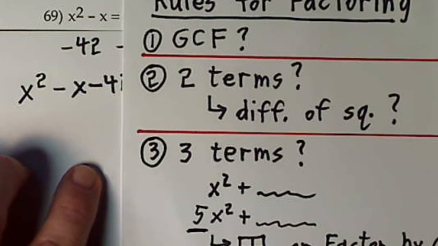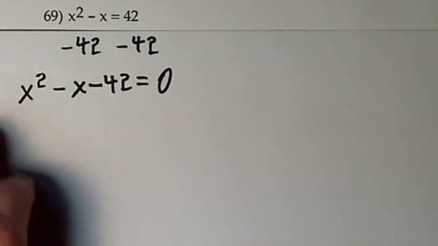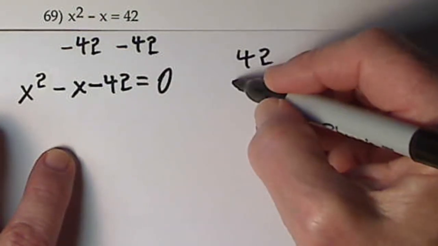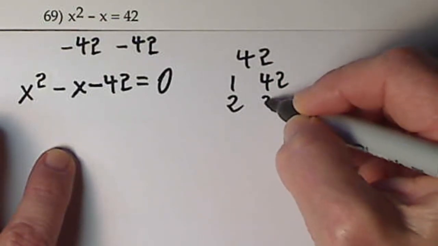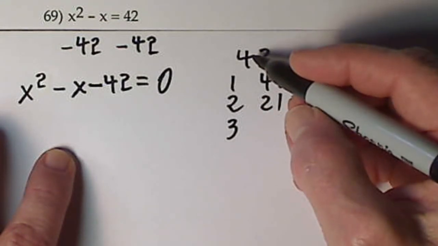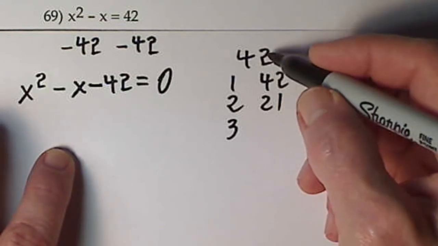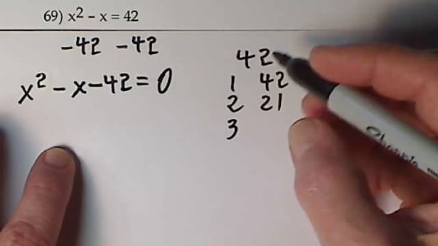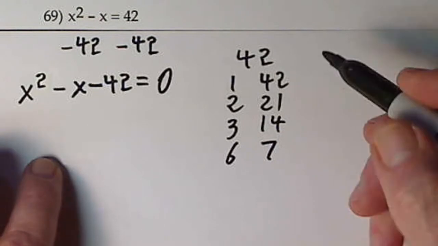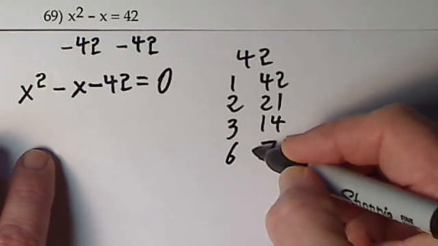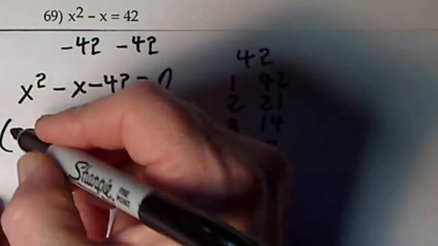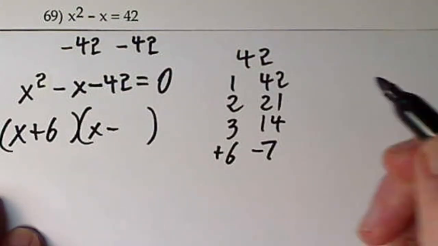GCF, nope. 2 terms, nope. 3 terms, yep. Nothing in front of x squared. So you grab your last term, your 42, list all the factors: 1 and 42, 2 and 21, 3 and 14, 4 won't work, 5 won't work, 6 times 7. We're looking for a difference of -1, so it must be -7, +6. The factored form of this trinomial is x plus 6, x minus 7.